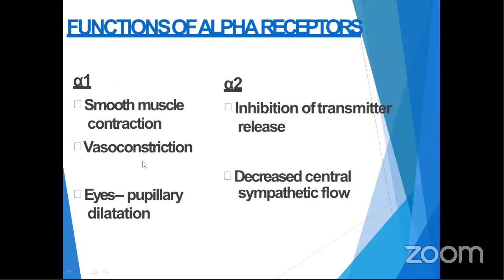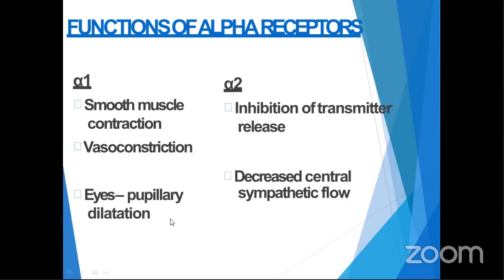There will be vasoconstriction. In cases of eyes, the alpha-1 receptors are present over there also, and they will cause pupillary dilatation, and that leads to mydriasis. Now, this pupillary dilatation is somewhat peculiar in that this is what we call active mydriasis, because this is a drug which is going to stimulate the alpha-1 receptor, and that will lead to pupillary dilatation, and that is why we call it an active mydriasis.